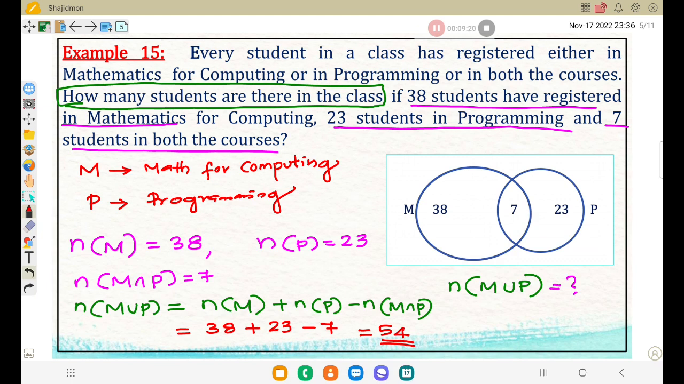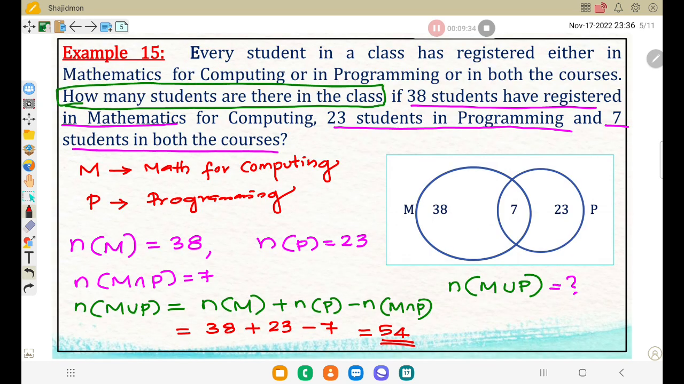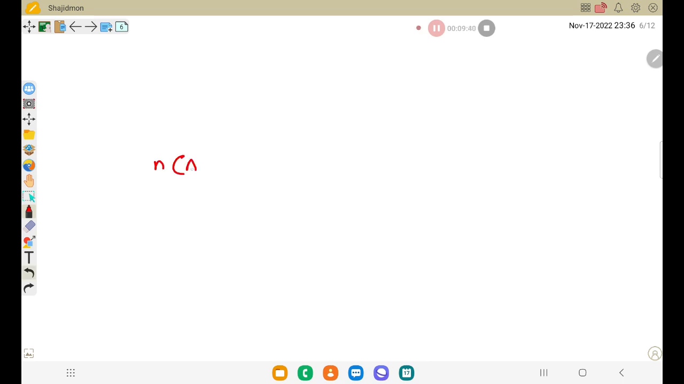So instead of A and B, we are using M and P here, for math and programming. Usually we use A and B. You can write the same rule: number of A union B equals number of A plus number of B minus number of A intersection B. Sometimes instead of the number-of notation, we use the cardinality notation, the absolute symbol. Both are the same. It is better to use the N symbol because it will not be confused with the absolute symbol. Absolute of A union B means the cardinality of the set A union B, the number of elements of A union B, the same idea.